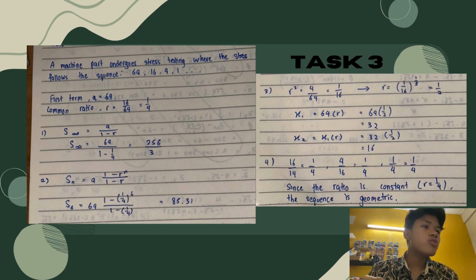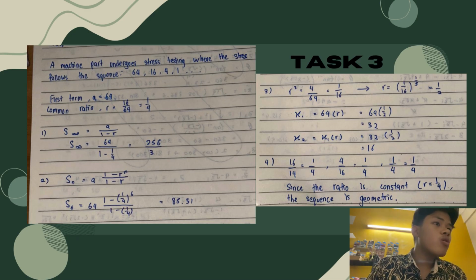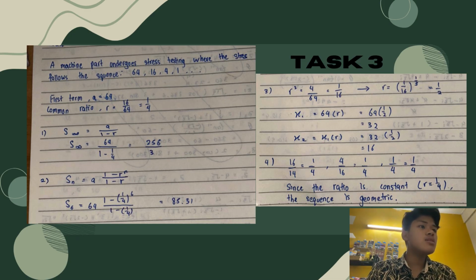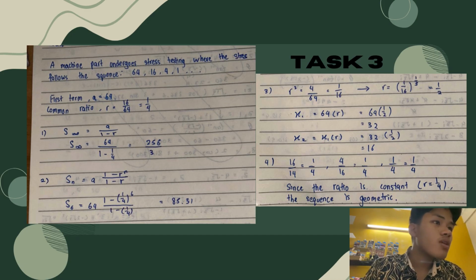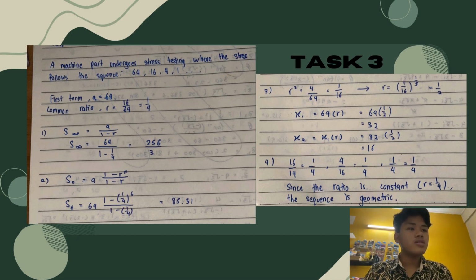Okay, the first step, we use r cubed equals 4 over 64, we get 1/16. Okay, now we can use r equals 1/16 to the power of 1/3, we get 1/4. Now we find the numbers between 64 and 4.